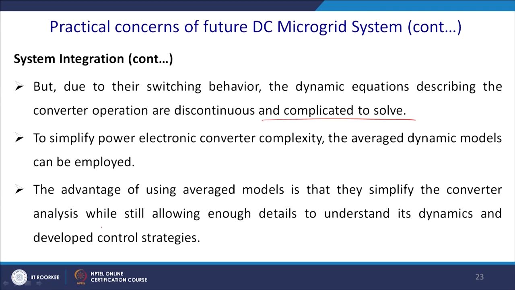To simplify power electronics converter complexity, the average dynamic model can be employed, but it is an approximation. The advantage of using the average model is that it simplifies the converter analysis while still allowing enough detail to understand the dynamics depending on the control strategies. Essentially you have a nonlinear control, because one state matrix will be there for the DC to DC converter when the switch is on, and another state matrix when the switch is off, because it is the on and off of the power electronics devices that makes it a DC to DC converter. The average model is an approximation in which the nonlinearity is omitted, and you can apply linear control there.